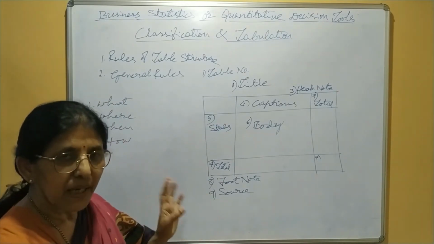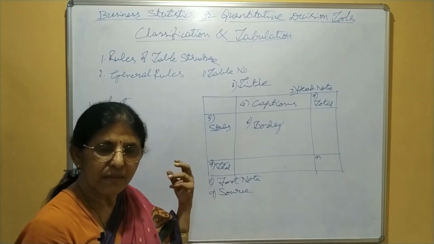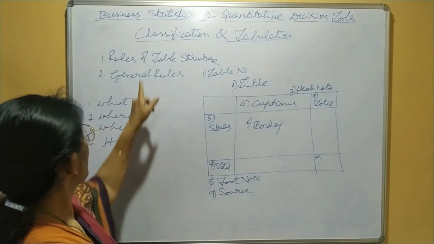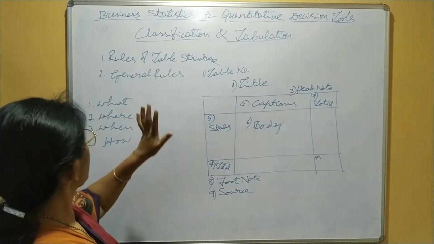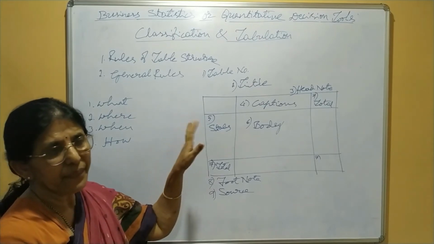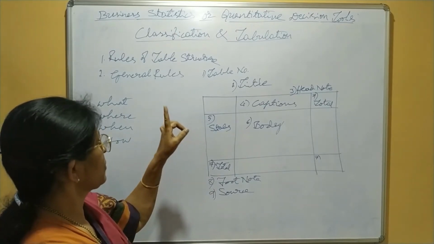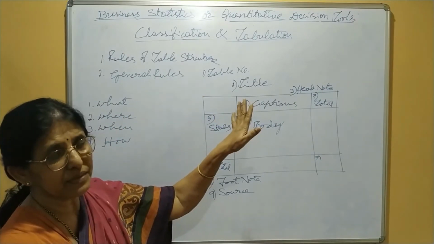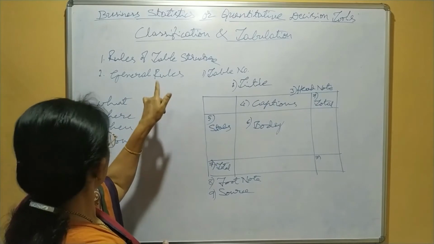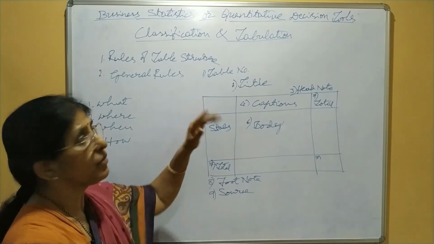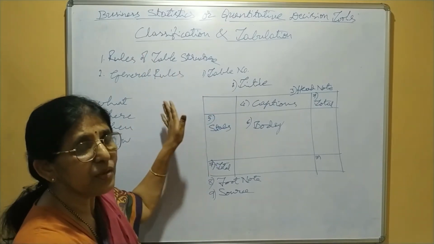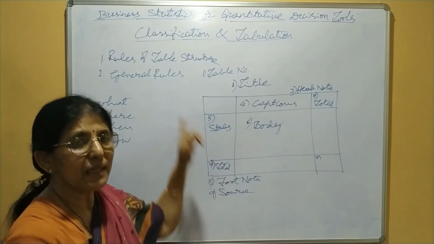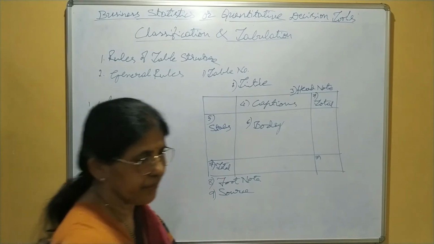Now, while tabulating statistical data, one has to keep in mind both the rules of table structure and the general rules. In the examination, if it is asked to write the rules of table structure, then you have to write only the rules of table structure. If it is asked to write a note on general rules, then you need not touch the rules of table structure, write only general rules. If it is asked what are the rules of tabulation, then you have to cover both. Okay.